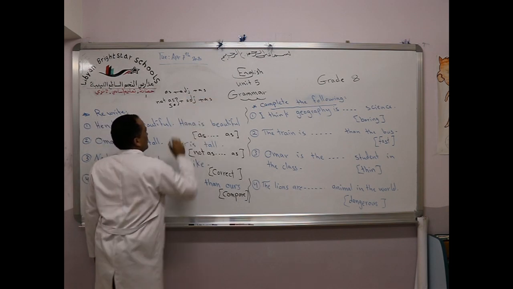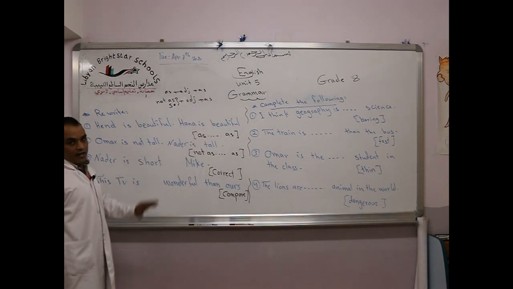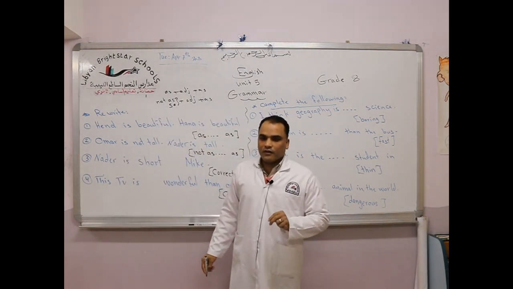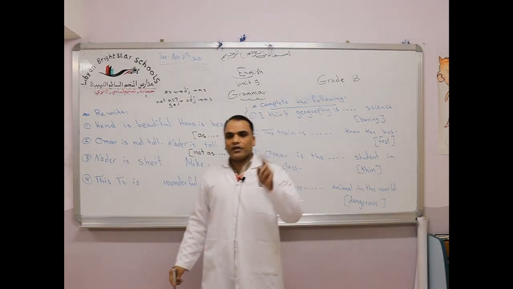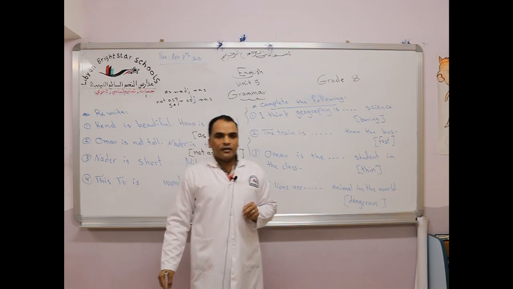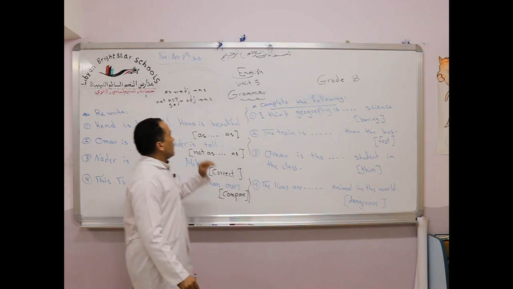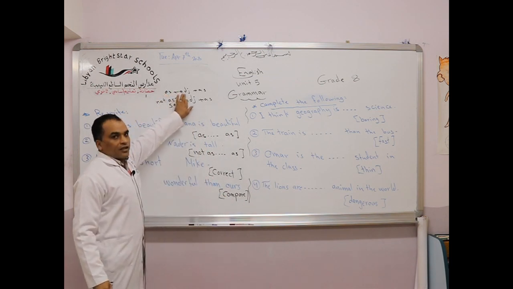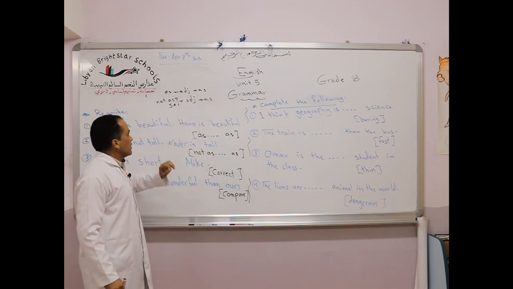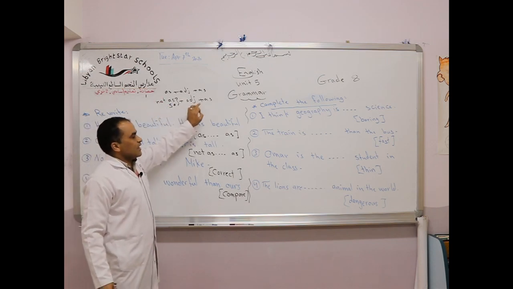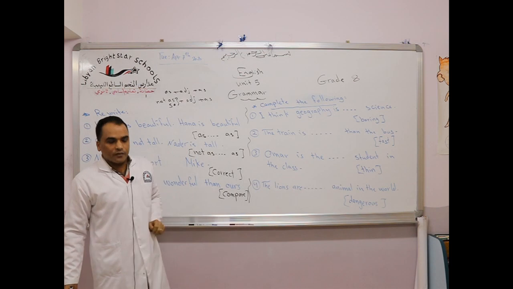Again, last lesson I explained two types of comparison. The first one was the positive degree. In the positive degree, people equally share the same attributes. The form as plus adjective plus as is used. In negative, the form not as or not so plus adjective plus as is used.